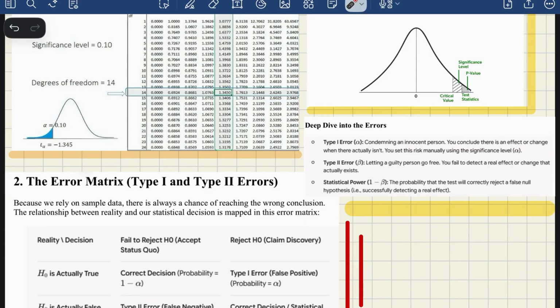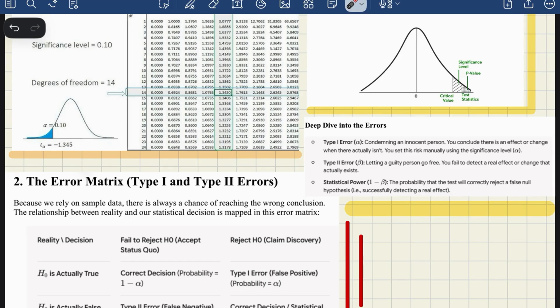Then comes scenario B: in reality the null hypothesis is true and we reject the null hypothesis. This is where the problem begins. It was true in reality, but we rejected it. So this leads to an error, type 1 error, which is known as a false positive. We made an incorrect decision. This happens when the null hypothesis is true, but we mistakenly reject it.